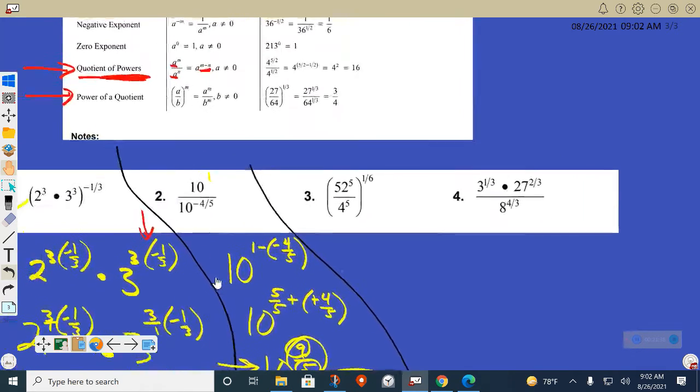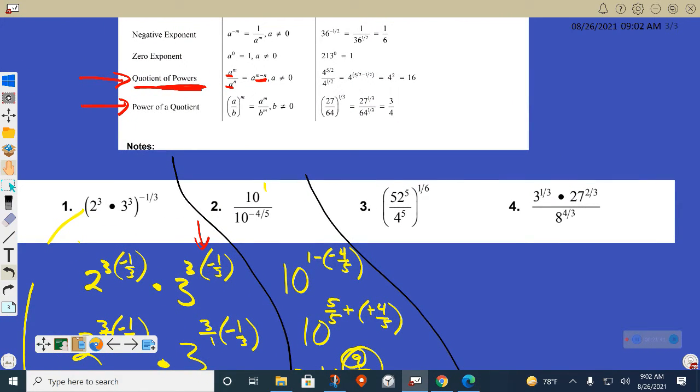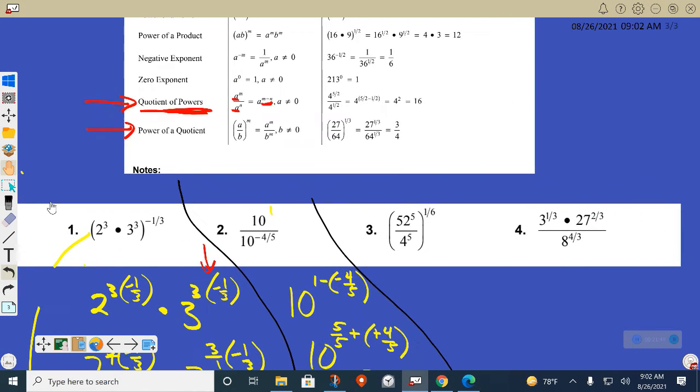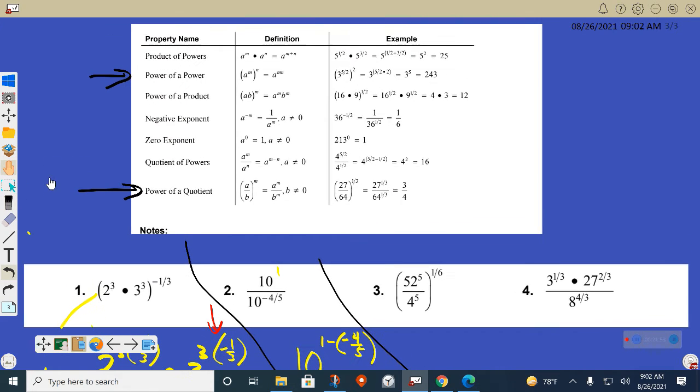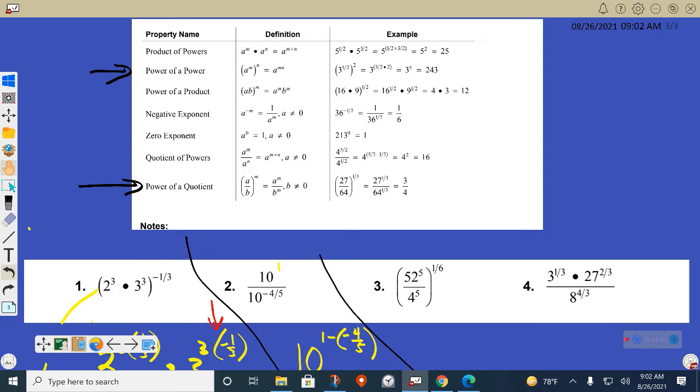This looks like a combination of the 7th one, right here, and the 2nd one, the 2nd and 7th. Because you're going to involve power to a power. Look, you've got the 5th to the 1/6, you have to multiply those exponents, and it involves division inside parentheses. Everything in the parentheses that's involved with division will be raised to the power outside. So it's really a combo of those two.